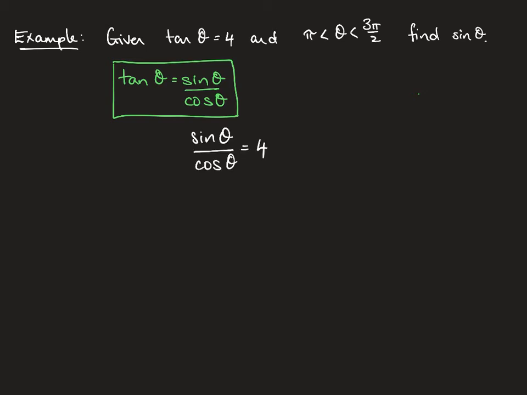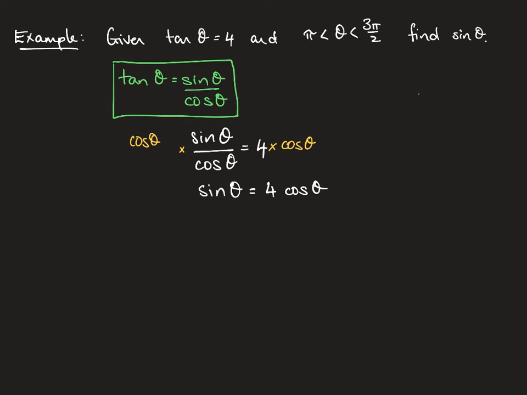So to solve for sine theta, we need to get sine theta by itself. So we're going to multiply both sides by cos theta, and that will give us sine theta equals 4 cos theta. So that's not much help. So what we need to do is to replace the cos theta somehow with sine theta. And we have another equation that relates sine theta and cos theta together. And that's our Pythagorean identity.